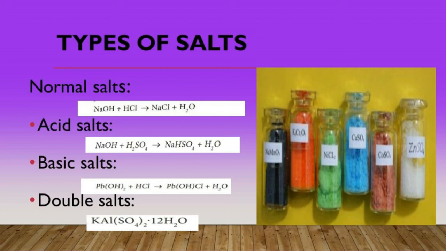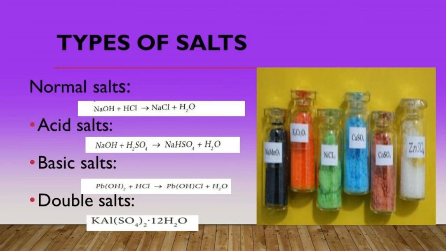Basic salts. Basic salts are formed by the partial replacement of hydroxide ions. For example, Pb(OH)2 plus HCl gives Pb(OH)Cl plus H2O. This is an example for basic salt.